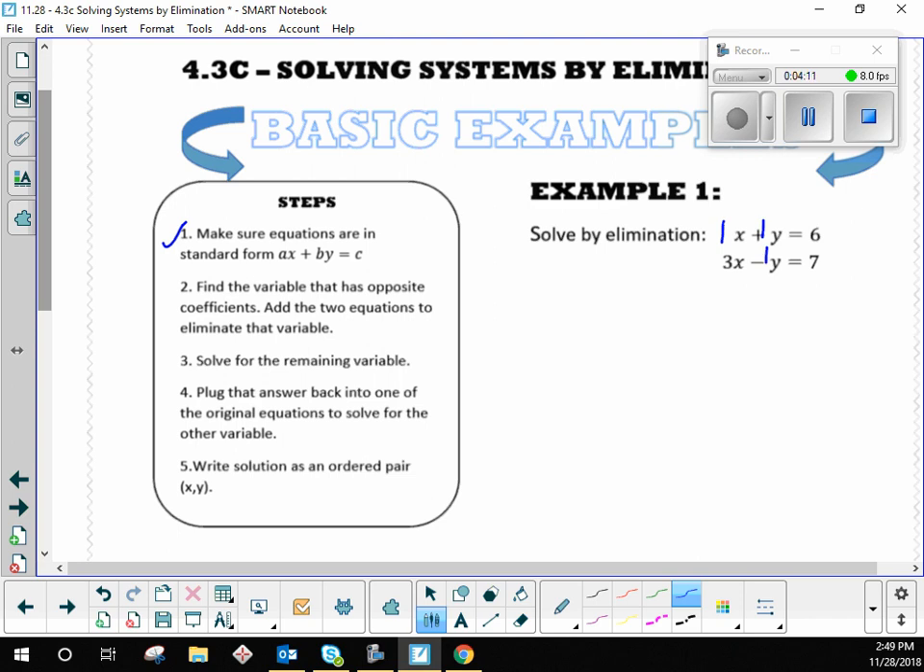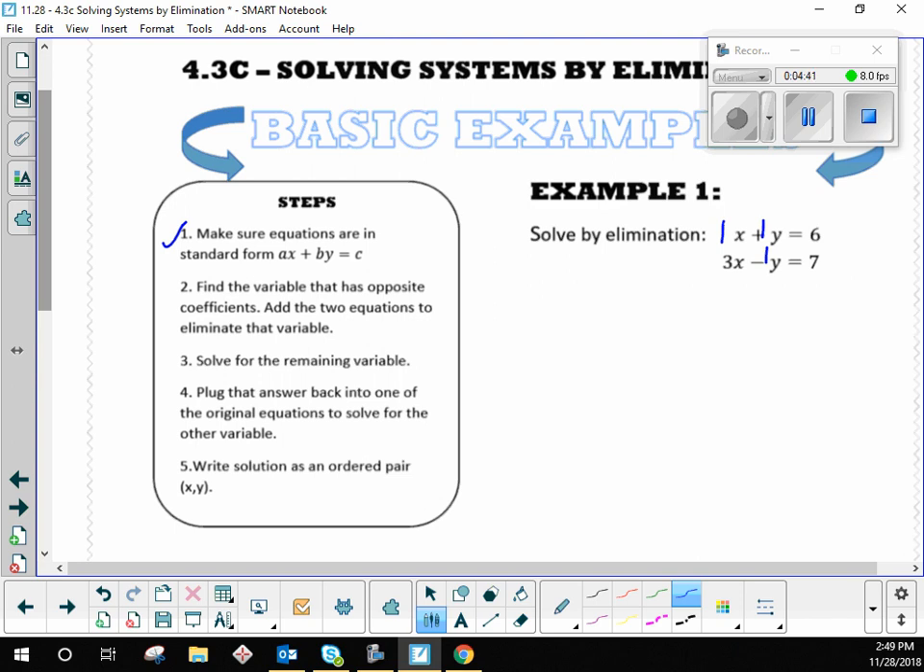So step 2 says, find the variable that has opposite coefficients. So what does that mean to be opposite? Like, what if I said, what's the opposite of 2? What would you say? Negative 2. So looking at this system, which variable, x or y, already has opposite coefficients? X or y? When you look at the two different equations, the y does, right? Because in the first equation, it's a positive 1y, and the second equation is a negative 1y.